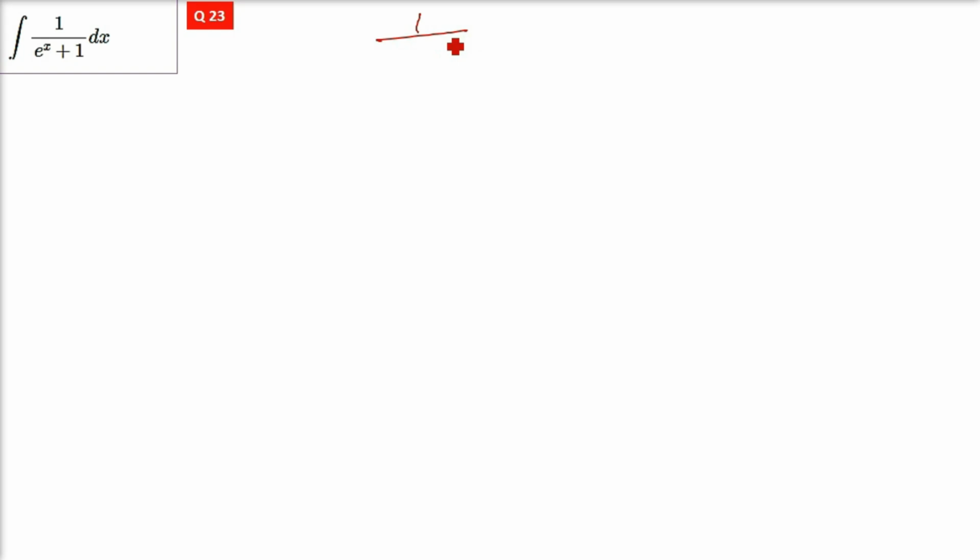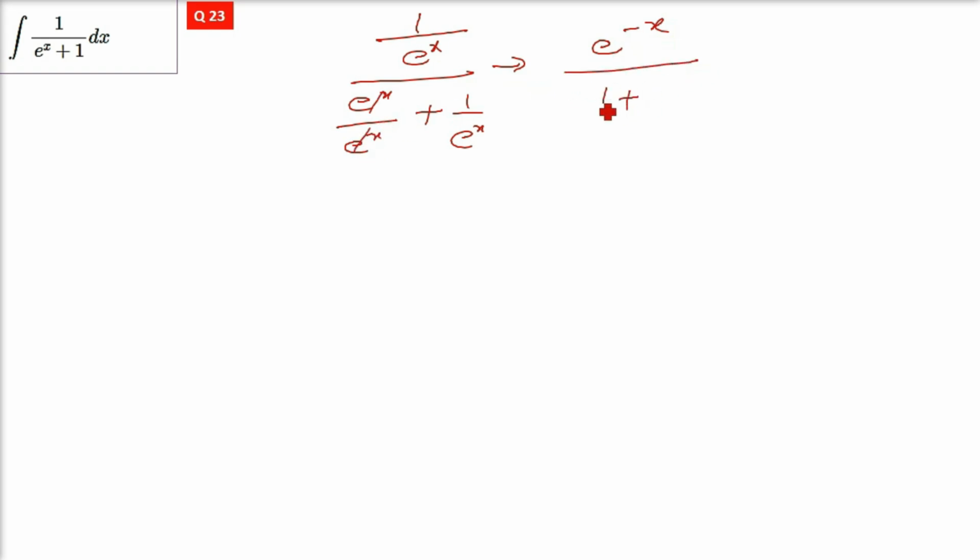What we'll do here is, we will divide everything by e raised x. So e raised x divided by e raised x plus 1 by e raised x. What do you get here? E raised x goes up, e raised minus x. This gets cancelled, so you have 1 plus 1 by e raised x, which is e raised minus x. Now what do you get here? Just put e raised minus x equals t.